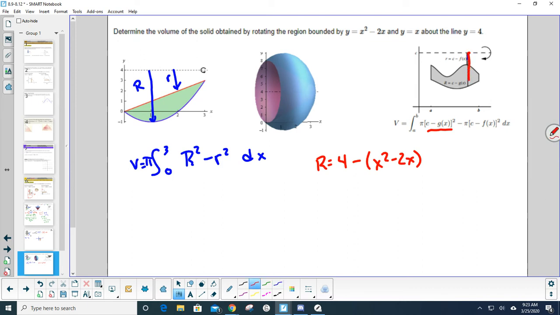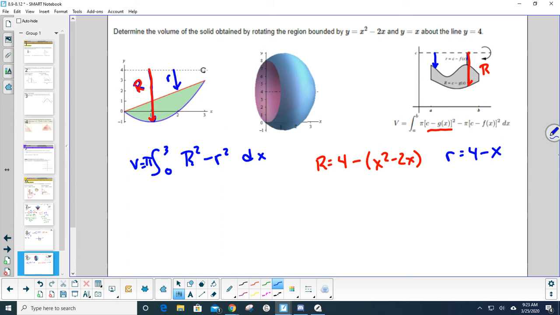Now let me do R over here. So we're looking at big R. This is our big R over here. They're the same type. Now, if I want to look for little r, it is the hollow part of it. They got little r over here. So for little r, it's going to be, in our case, 4, which is always whatever C is, minus our red function, which is just x. So now I have little r, and now I have big R.